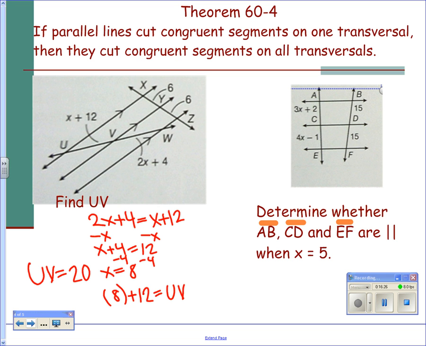How many think they are parallel? How many think they are not parallel? Why? The length of AC is 17, and the length of CE, so are those the same? So the lines can't be parallel, right? Any questions there? Okay.